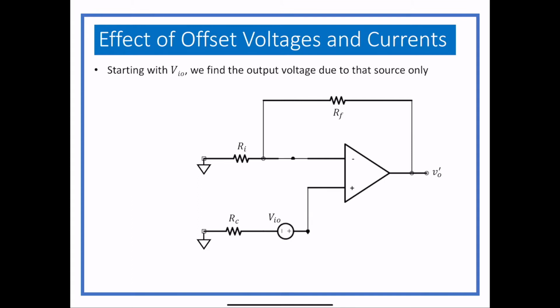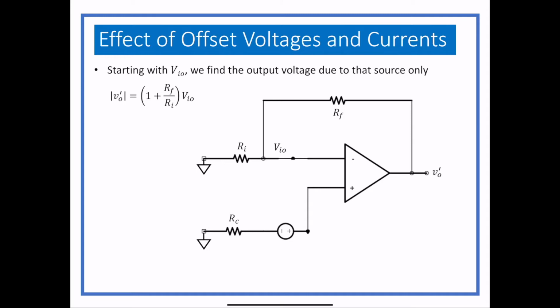No. It's basically, we just don't even consider its presence at the moment, so we don't worry about that. So all we do is, we know that VIO is going to appear at the negative terminal, and then we just multiply that by the gain, and that gives us the output voltage just due to that offset.